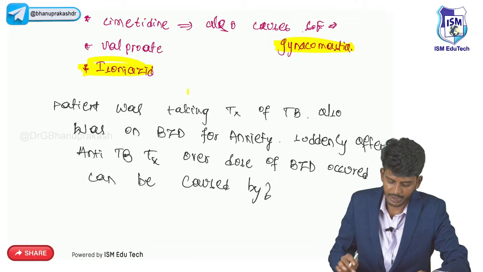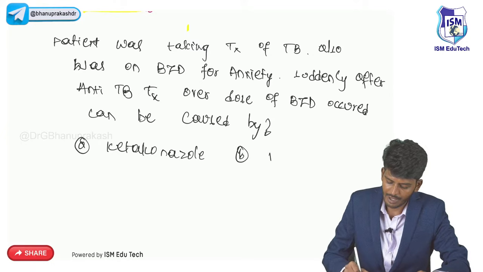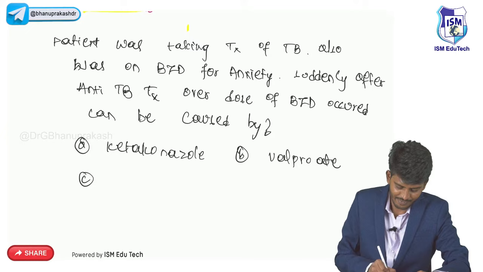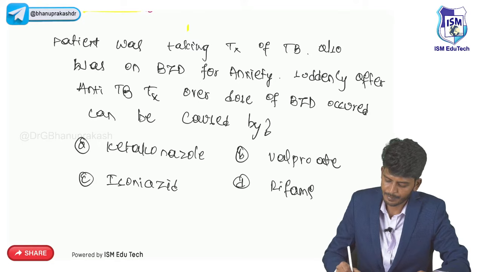Option A, ketoconazole. Now don't rush to the answer. Option B, valproate. Option C, isoniazid. Option D, rifampicin. Okay, tell me, let's see.